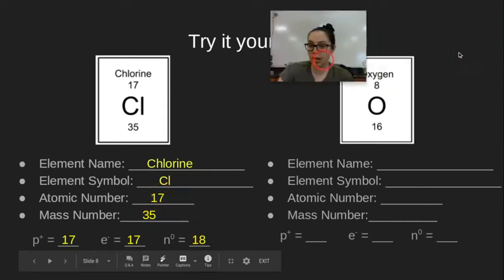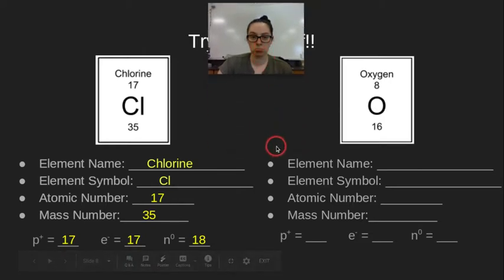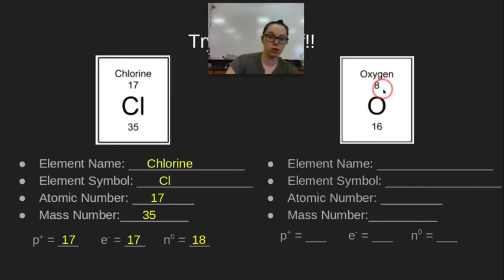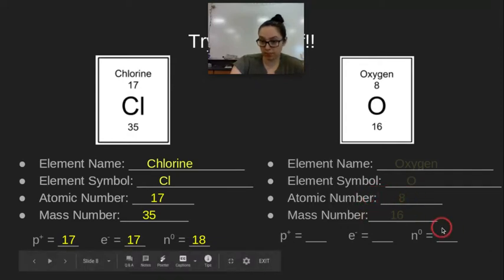We're going to do the same thing for oxygen over here. And we have oxygen, with 8 as our atomic number. Our atomic symbol is O, and our mass number is 16. So I should see oxygen, O, 8, 16. There we go. Oxygen, O as an element symbol, 8 and 16.